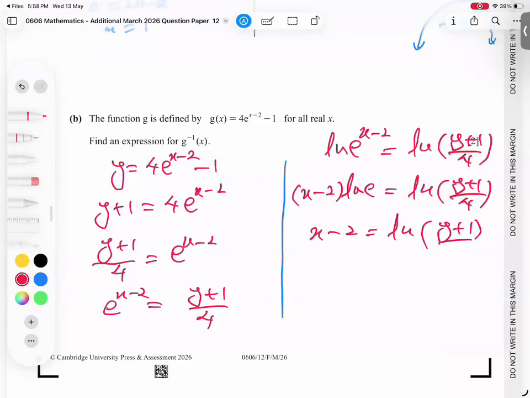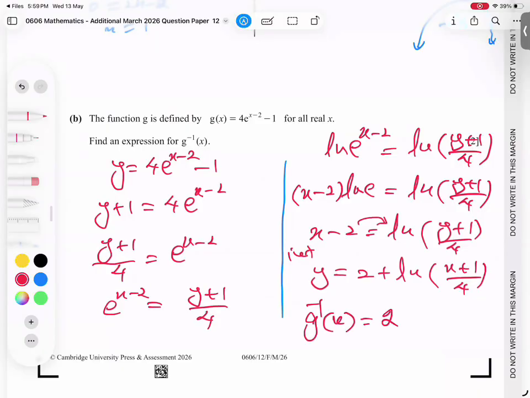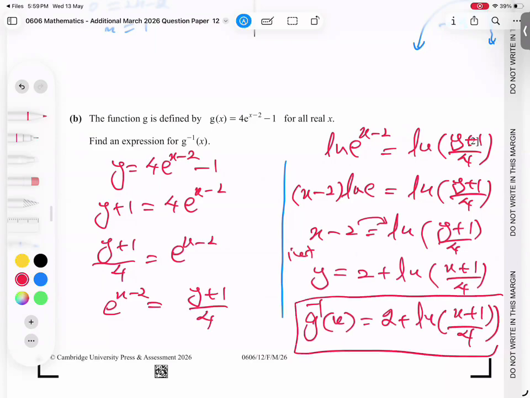Now what is the next plan, students? Interchange. x becomes y and y becomes x, and 2 will go to the other side. So y is equal to 2 plus logarithm of (x plus 1) over 4. And this is called g inverse. I have done extra steps, but I hope you understood well. We can do it a little shorter even. I believe the point is very clear and the question is completely over.